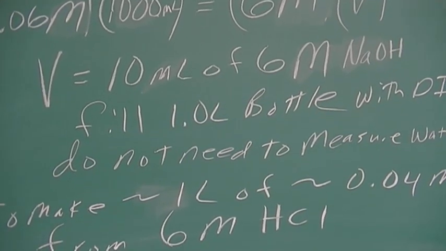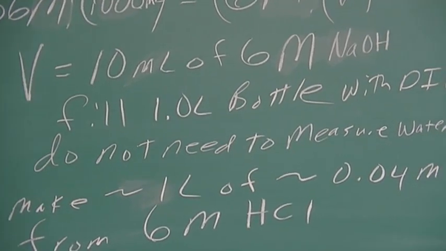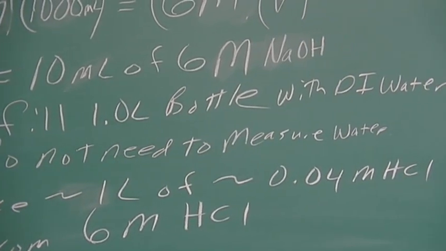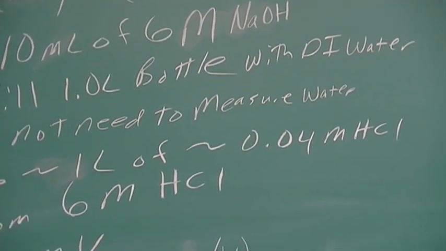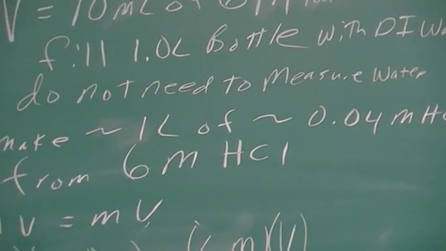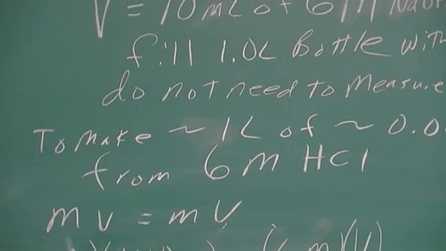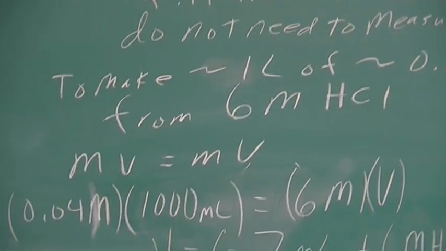All right, and so again, it's all approximate. So fill a 1 liter bottle with deionized water. So what you're going to do is put in your 10 mils and fill the bottle with deionized water, and I will show you how to do that. You will not have to do it. I'm going to do it.